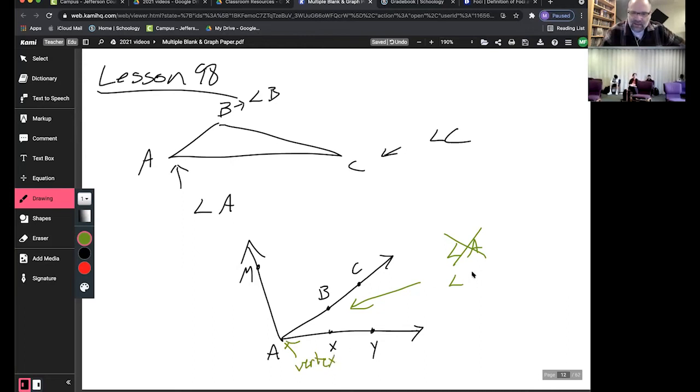So this is my vertex for all the angles that I'm going to name. I can say angle XAB. I could also say angle BAX. It doesn't matter what order you do it in. I could say angle YAB is the same angle. All I have to do is pick one of the points on this side and one of the points on this side, or angle BAY. I could say angle XAC, right? Because I'm just picking one of the points on that side, or angle CAX. See how there's a ton of ways you can name just this one angle.